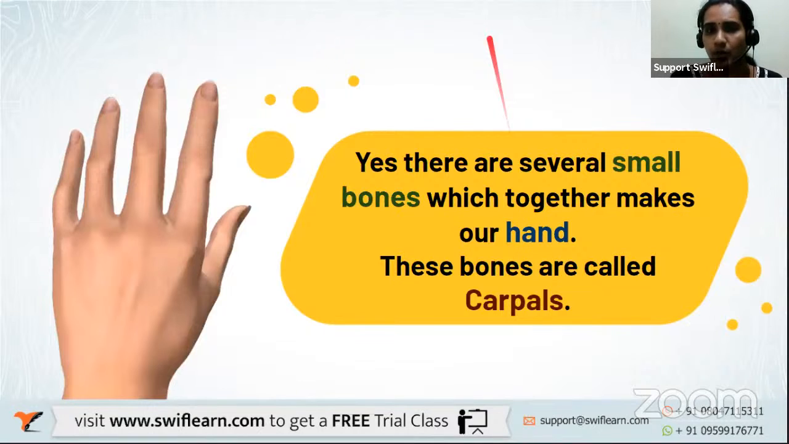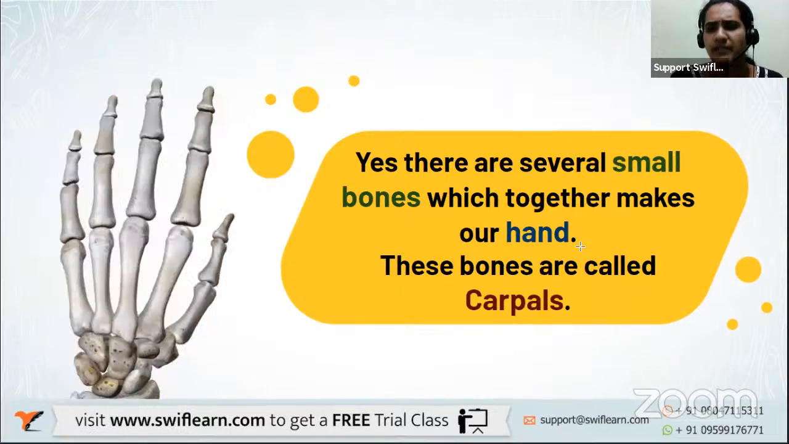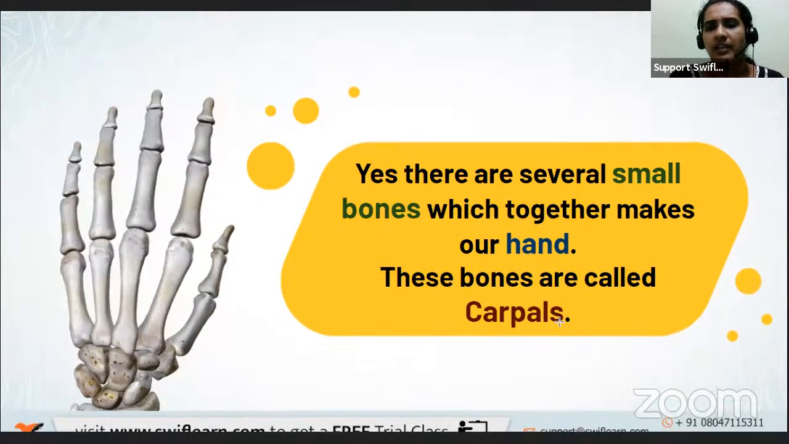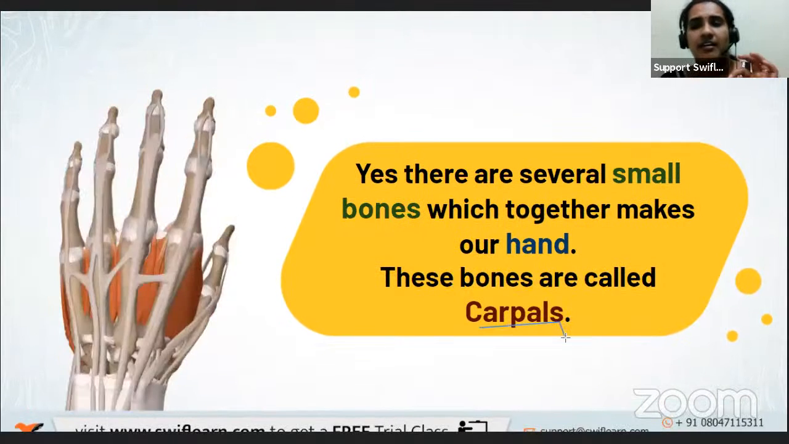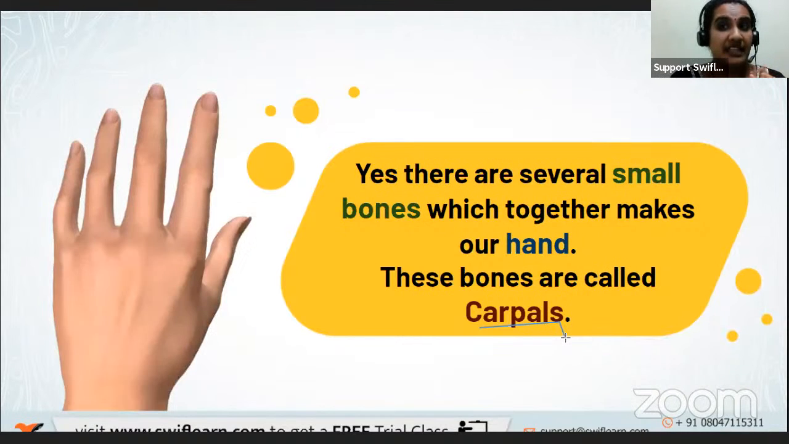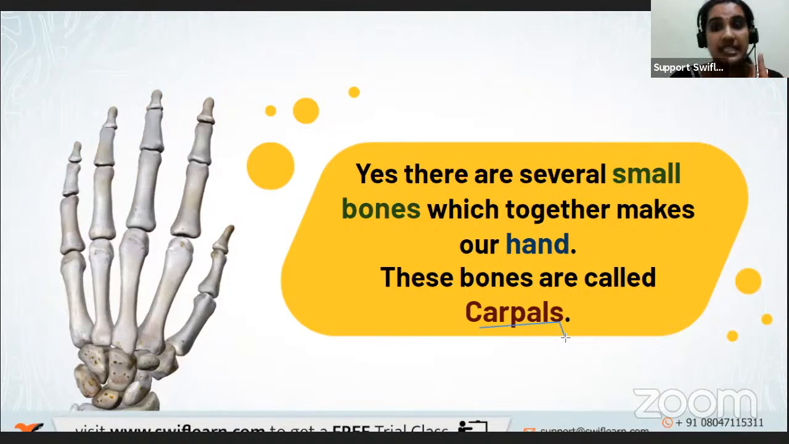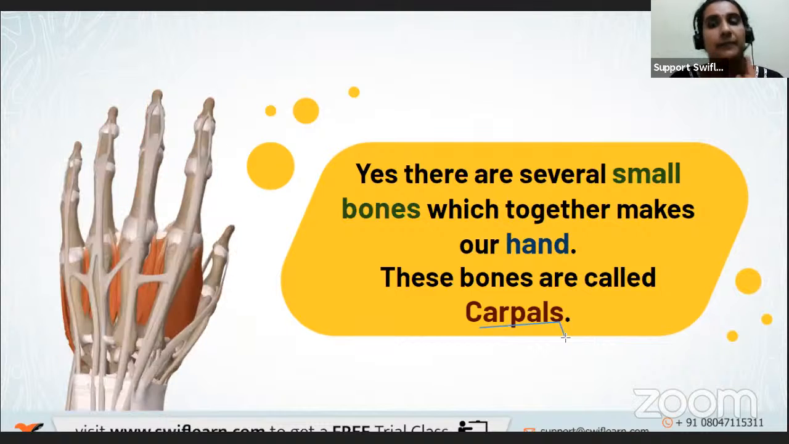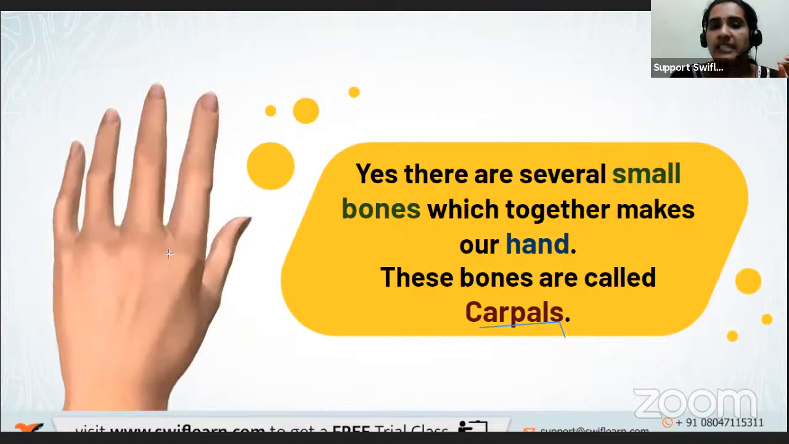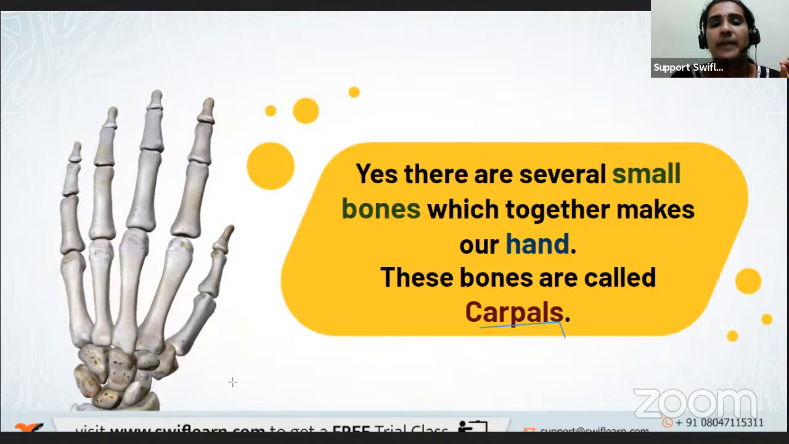Okay, that is an important one. And are you familiar with this word carpal? Whether you had heard somewhere this word? Yes, somewhere in the reproductive parts of the plant, carpel is heard. But the spelling was C-A-R-P-E-L, carpel. This is carpal, P-A-L. Okay, so the bones, several small bones which together make our hand.